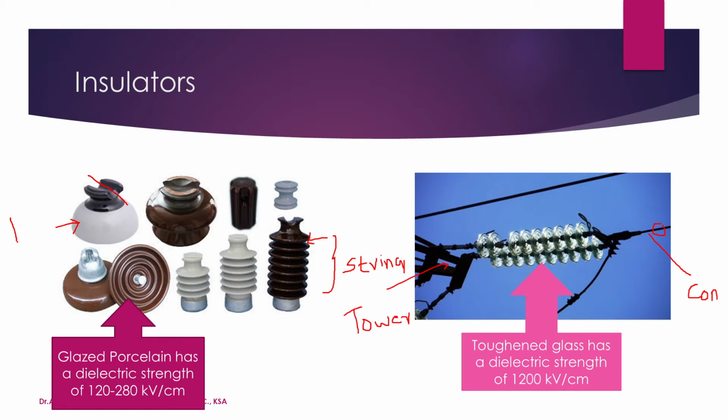I will show you an image a little later, but now understand that this is called the pin type of insulator and this one is called the string type of insulator. All these things are called string type of insulator. Now basically insulators are made of two materials. One is porcelain, another one is glass. Not normal glass, but toughened glass. The insulators are rated in kilovolts per centimeter.